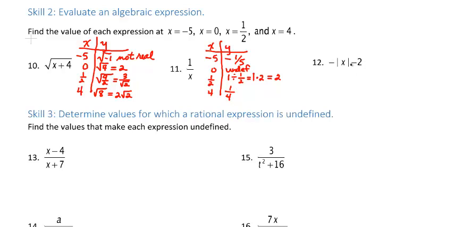Then our last expression is the opposite of the absolute value of x, minus 2. If we replace x with negative 5, we would have the opposite of the absolute value of negative 5, minus 2. But the absolute value of negative 5 is 5, and the opposite of 5 is negative 5. So we really have negative 5 minus 2, or negative 7.